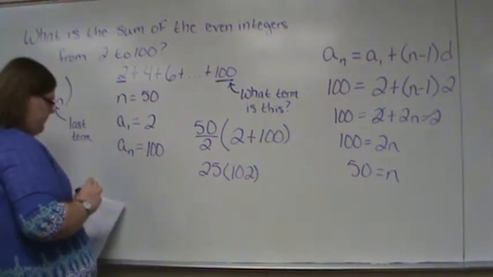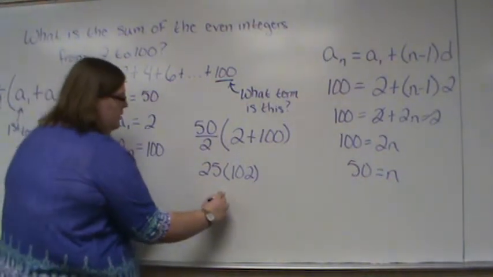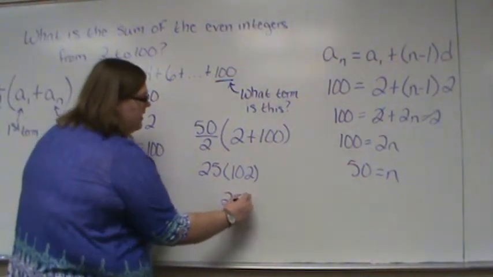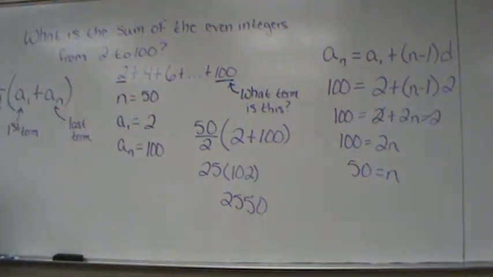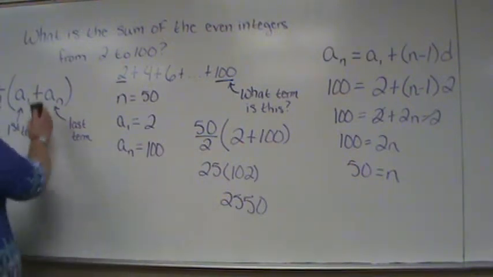And 25 times 102 is 2,550. So if we add all the even integers from 2 to 100, it's going to equal 2550. So that's just being able to use that formula. All right, so we're going to move on to example 2.